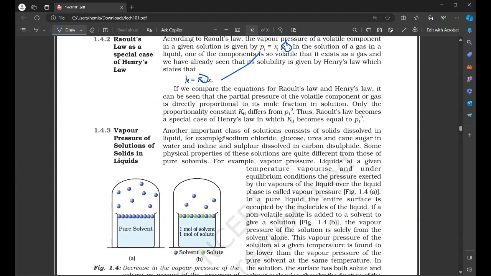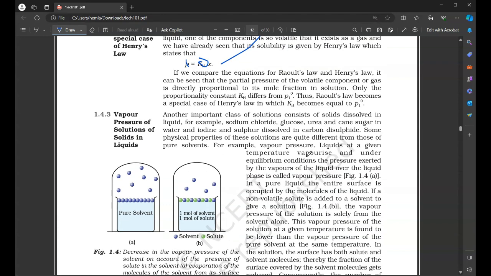Another important class of solutions consists of solids dissolved in liquids. For example, sodium chloride, glucose, urea, and cane sugar in water, and iodine and sulfur dissolved in carbon disulfide. Some of these are one marker. Physical properties of this solution are quite different from those of pure solvents.